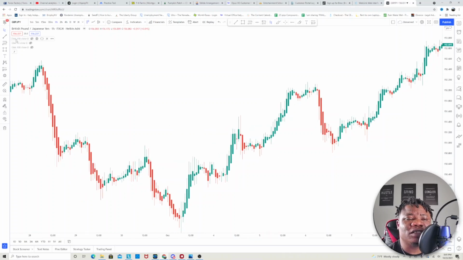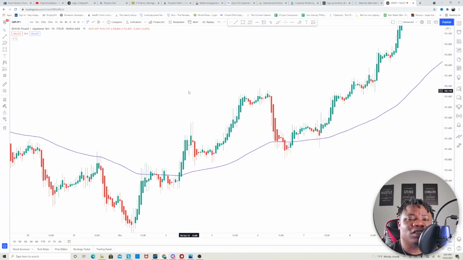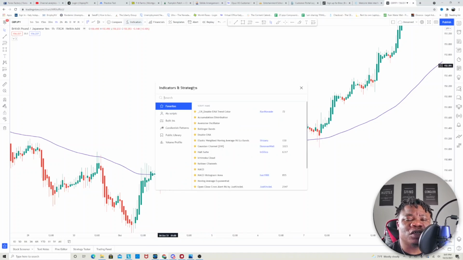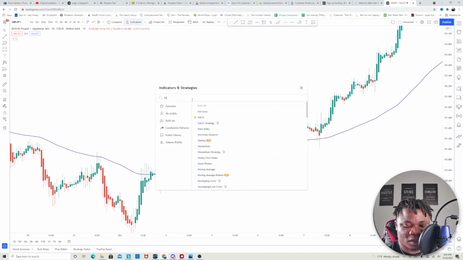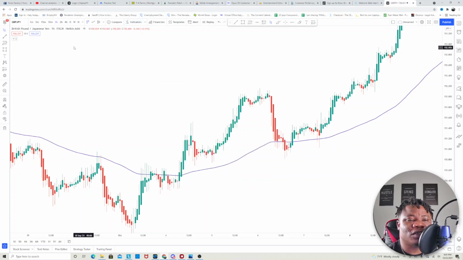Now the final indicator we're going to use is going to be the 100 EMA, and we're going to be using this strategy on the 1 hour time frame. Now to add this moving average exponential onto your chart, you go here to indicators and you search for moving average exponential, and it's going to be right here. It's going to be this second one here. You click on it and then you just exit.